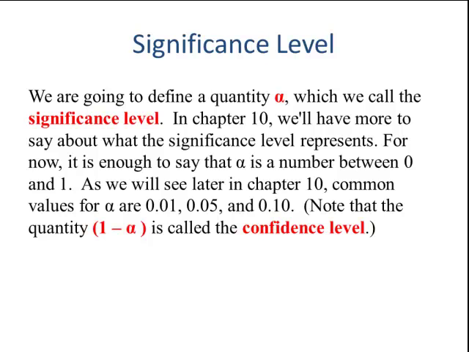In this last slide, we are going to introduce a quantity called alpha, which is called the significance level. In Chapter 10, we'll have more to say about what the significant level represents. For now, it's good enough to say that alpha is a number between 0 and 1. As you'll see later in Chapter 10, common values of alpha are 0.01, 0.05, and 0.10. Note that the quantity 1 minus alpha is called the confidence level.